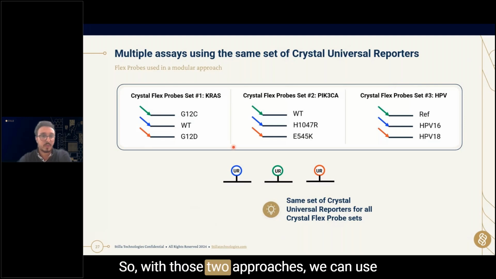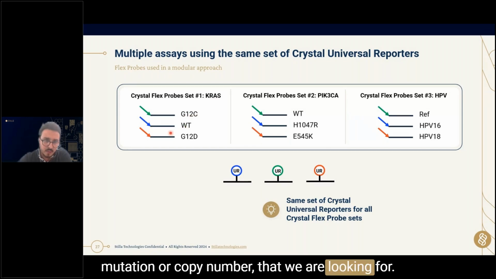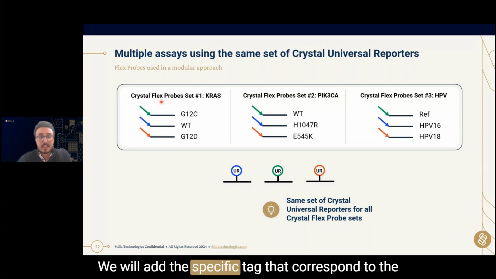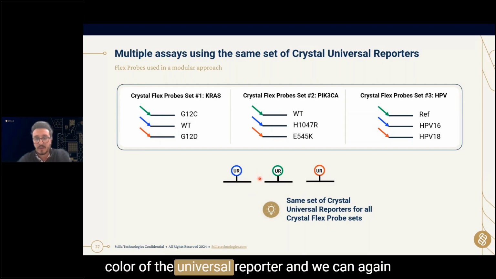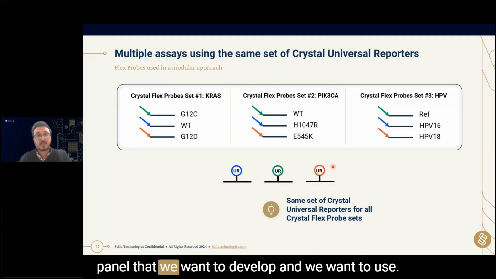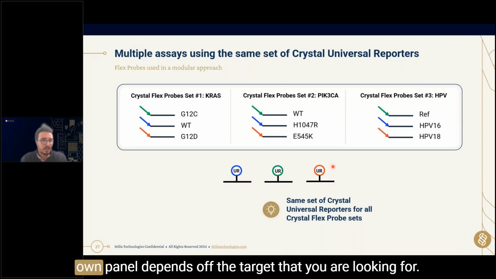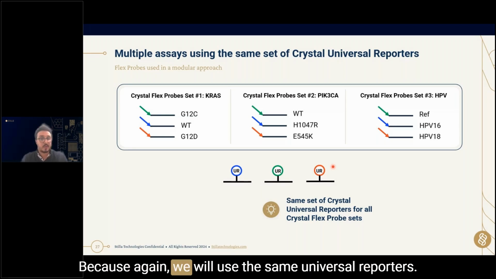So with those two approaches, we can use a specific flex probe for the specific target mutation or copy number that we are looking for. We will add the specific tag that corresponds to the color of the universal reporter, and we can again use the same set of universal reporters for any panel that we want to develop. It's also a modular approach that enables you to build your own panel, depending on the target that you are looking for, because again we will use the same universal reporters.